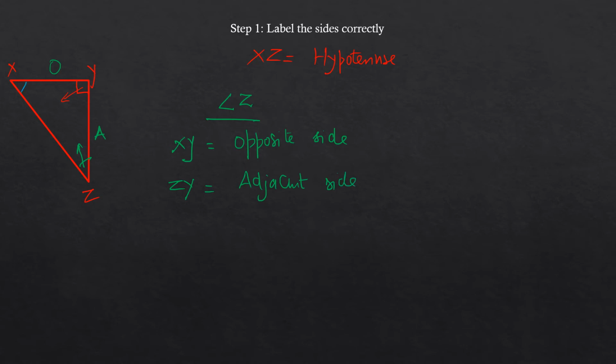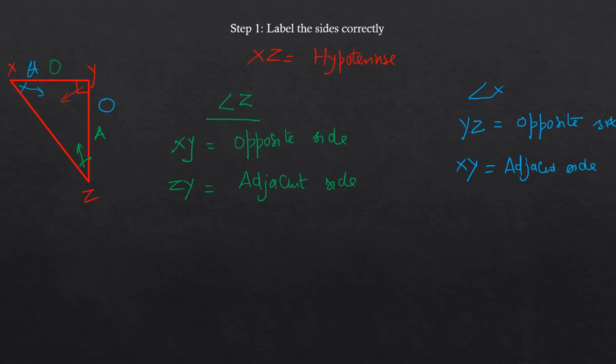I will use another color. So let's consider this angle X. If I draw an arrow, you can see this arrow is facing YZ. So for angle X, YZ is the opposite side, and similarly XY, so this is opposite, this is adjacent. XY is going to be the adjacent side.